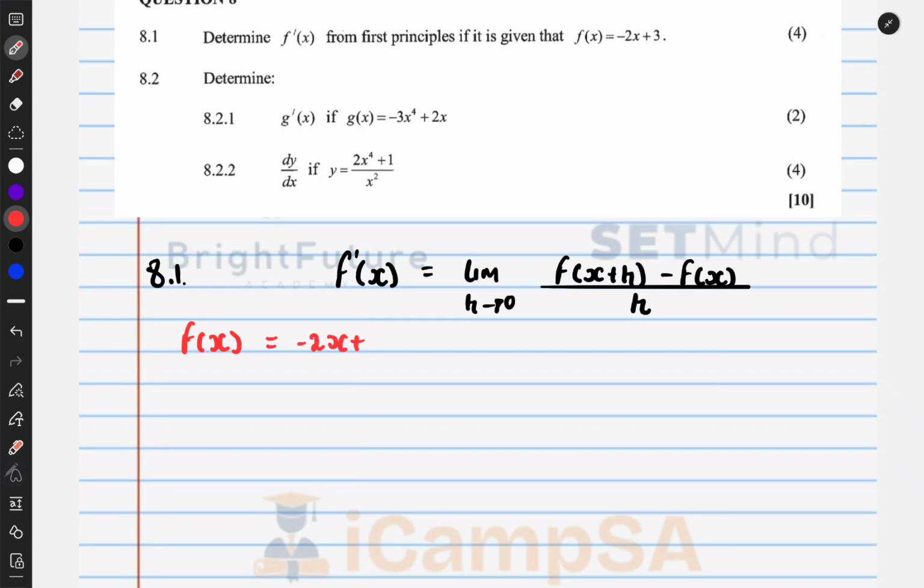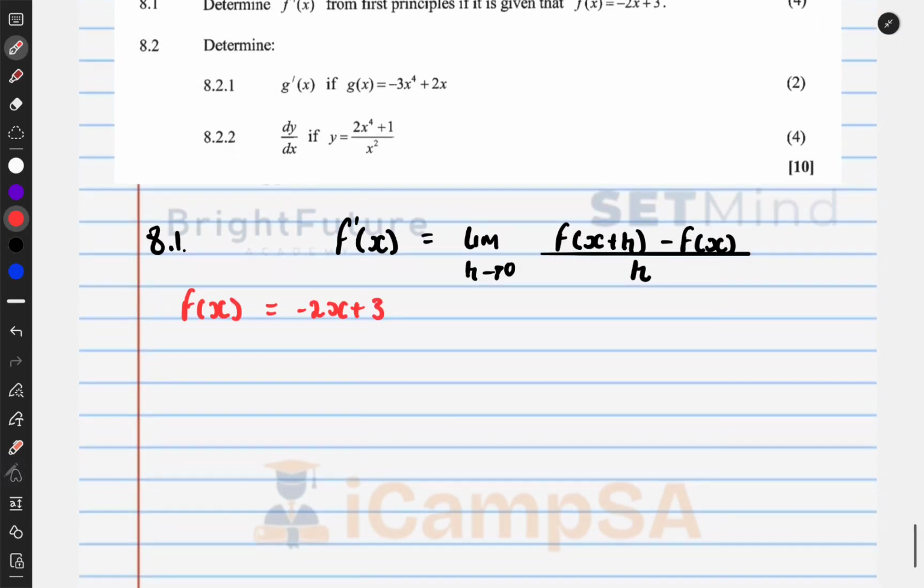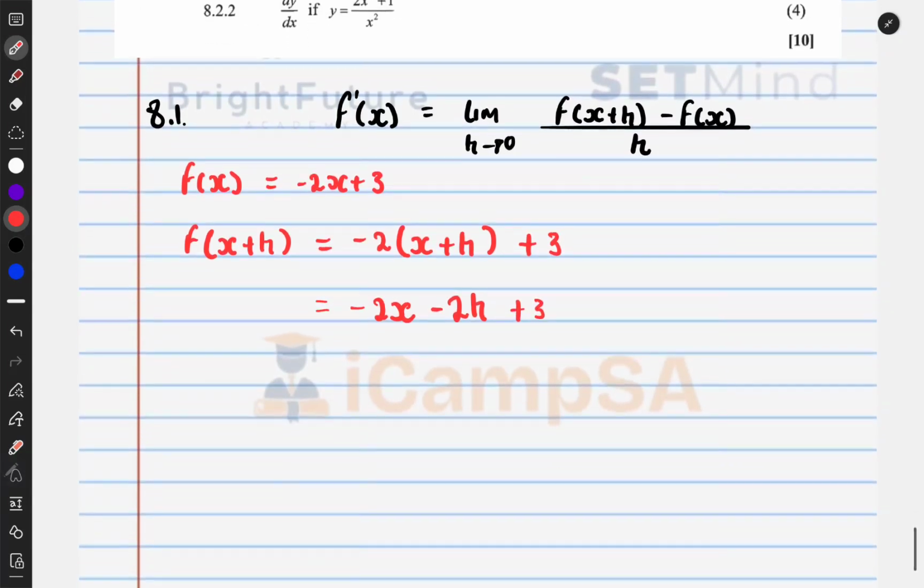Let's determine f at x plus h. F at x plus h is equal to minus 2 into x plus h. Wherever we see x, we substitute x plus h, plus 3. And this is equal to minus 2x minus 2h plus 3. Then we can go ahead and substitute this in the formula.